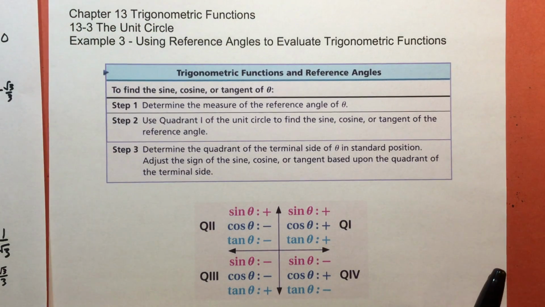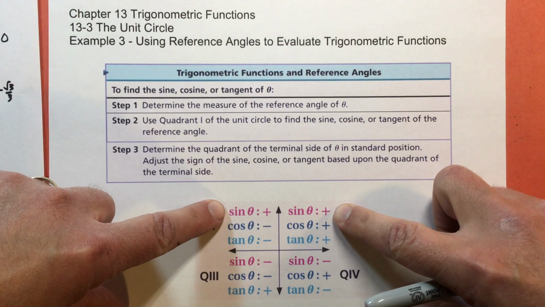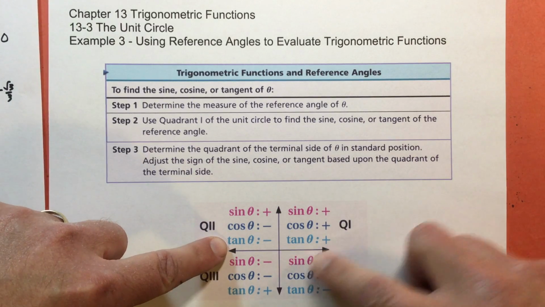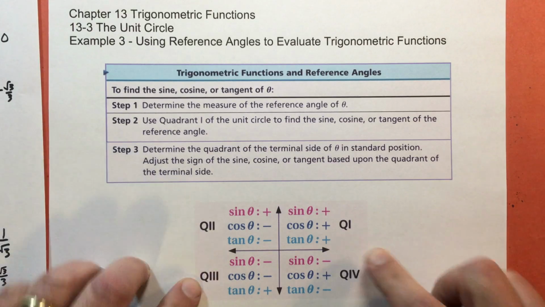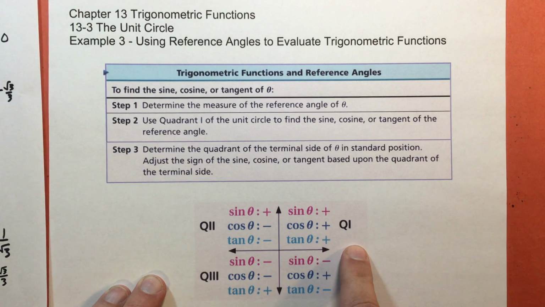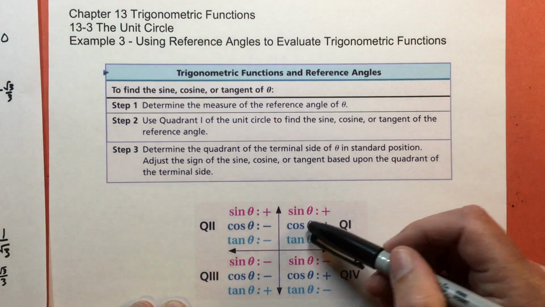Since the sine goes with the y, sine is positive in quadrants 1 and 2 where the y goes up, and sine is negative in quadrants 3 and 4 where the y goes down. Cosine goes with the x, so cosine is positive in quadrants 1 and 4 where it goes to the right, and negative in 2 and 3 where it goes to the left. And tangent is the y value divided by the x value, which is the sine divided by cosine.